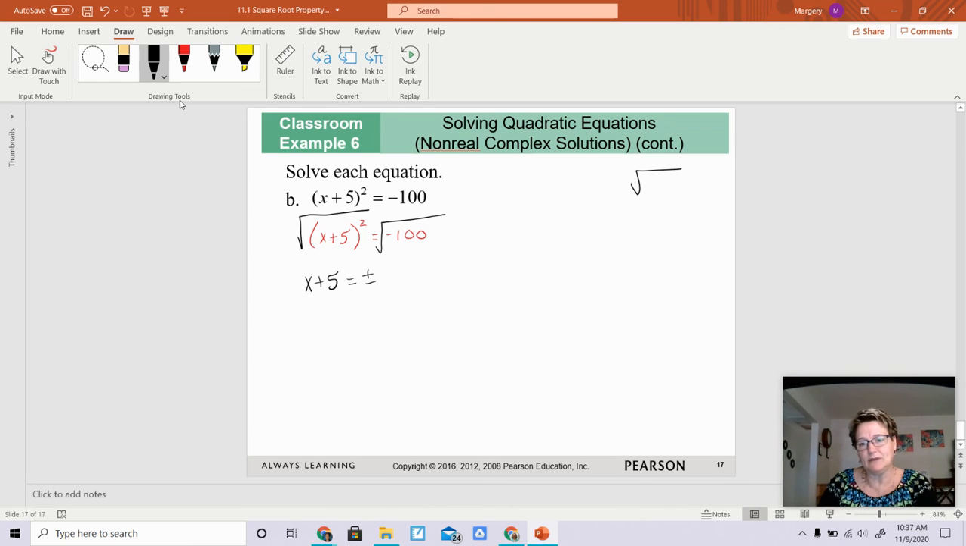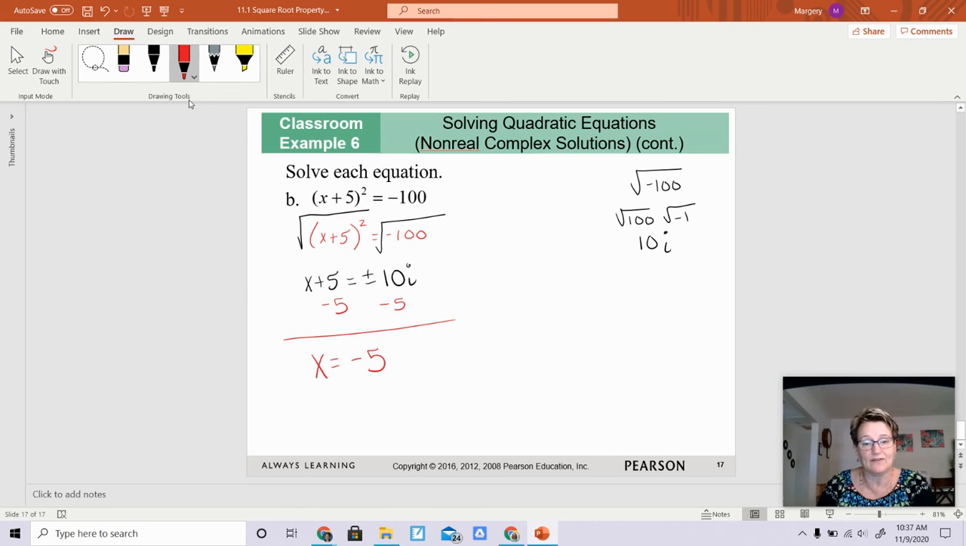Now, I'm going to do a little bit of math over here. I have the square root of 100 times the square root of -1. I know that the square root of 100 is 10, and I know that the square root of -1 is i. So this is going to be 10i. Now, I need to find out what x is, so I need to get rid of the 5. So I'm going to minus 5 from both sides. And I'm left with x equals -5 plus or minus 10i.